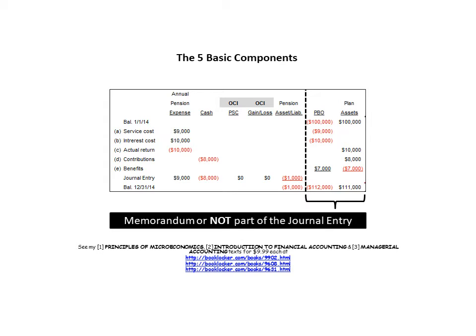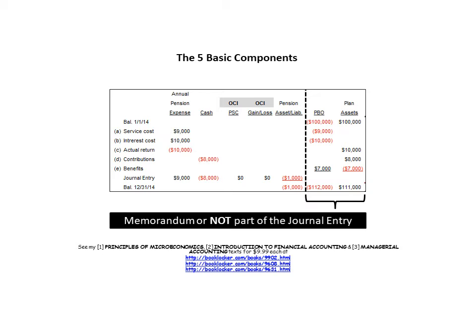So as of January 1, 2014 in this example, you have plan assets at 100,000, pension benefit obligation or liability, if you will, at 100,000, and the net pension asset or liability would be zero. I did not put the zero in that column. And I'm going to walk through each of these items in a few minutes.